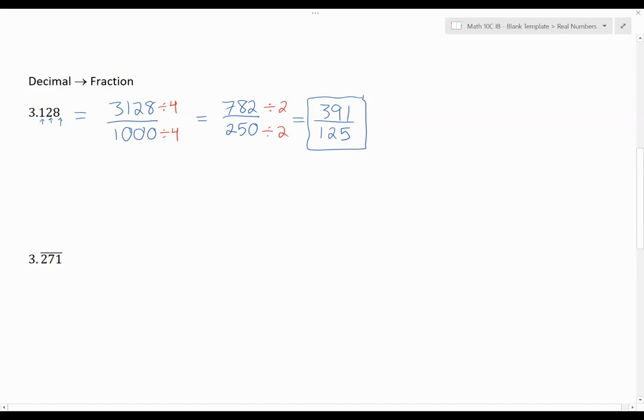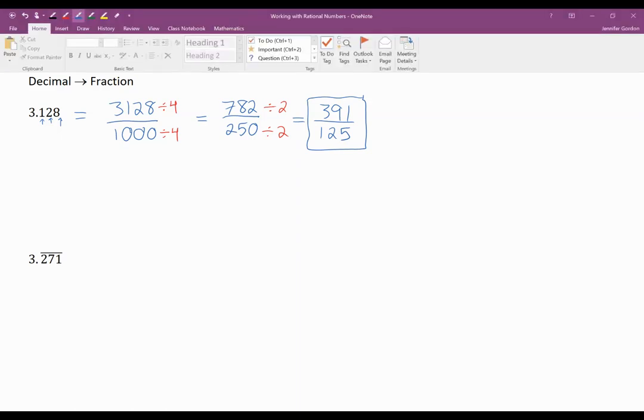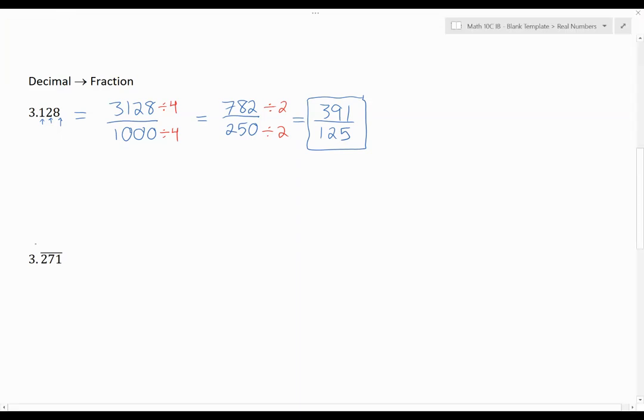With a repeating decimal, you may have learned some tricks and tips, and those certainly you may apply in some circumstances. I'm going to show a process here that works for any kind of repeating decimal, whether we have non-repeating digits in front of it or not. So right here, because I have this 3, which isn't part of the repetition, that can cause some problems.